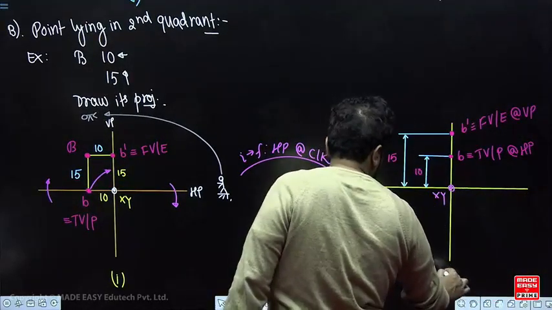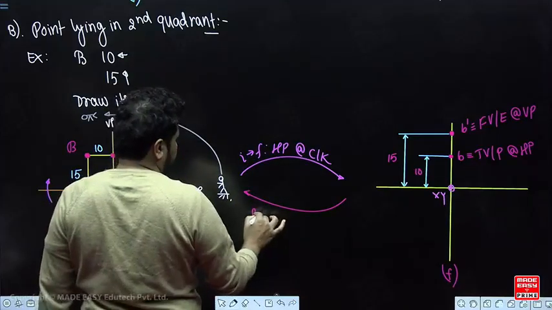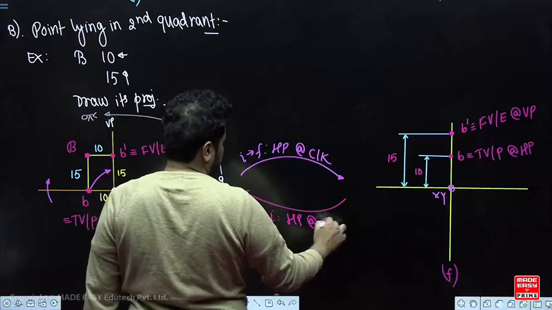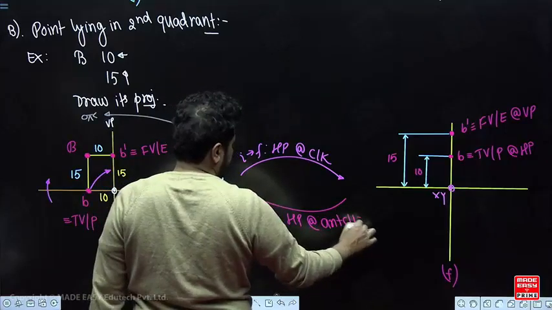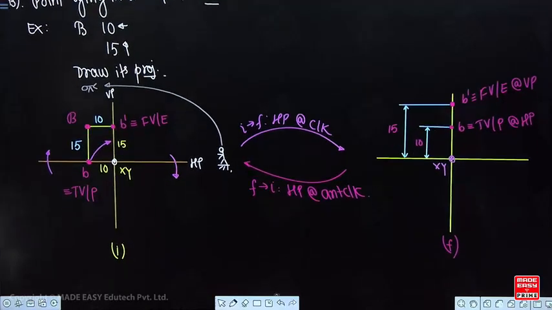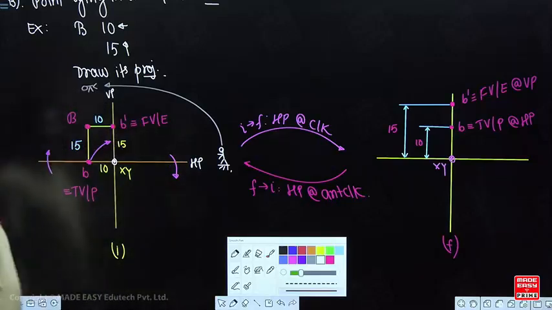So this is a final, right. That means if I want to go from final to initial, what I have to do? HP has to be rotated in the anti-clockwise direction, correct. So you will get this value. Clear everyone? So this is for the point B. Clear?